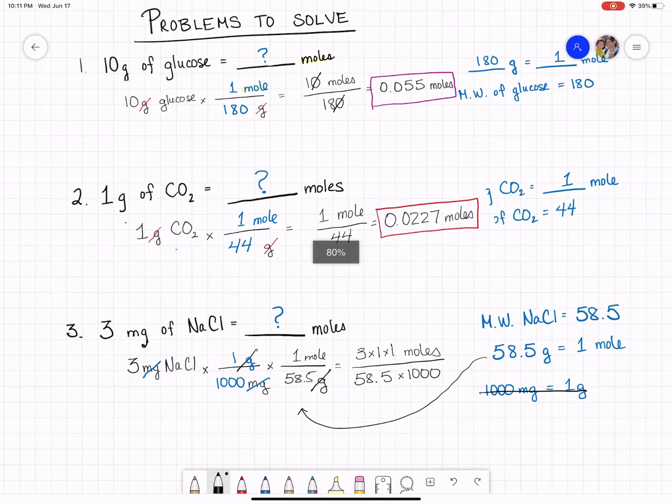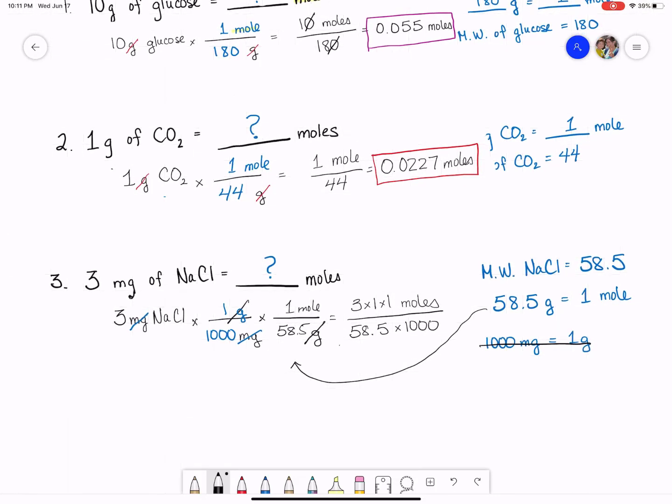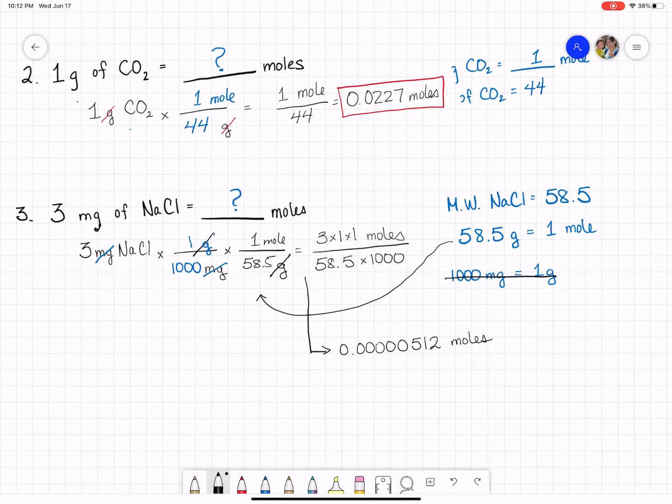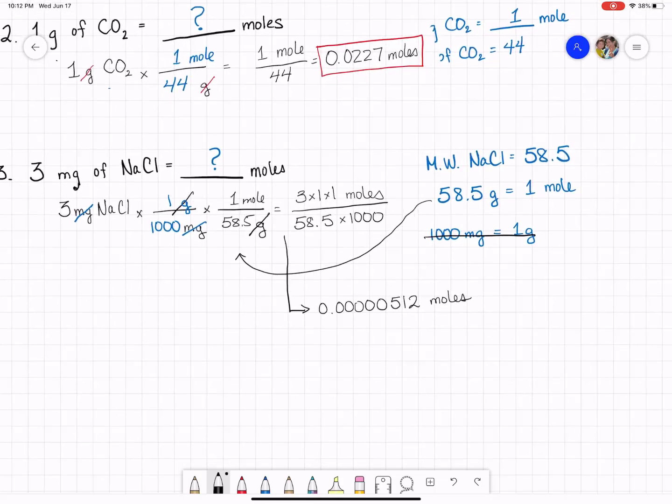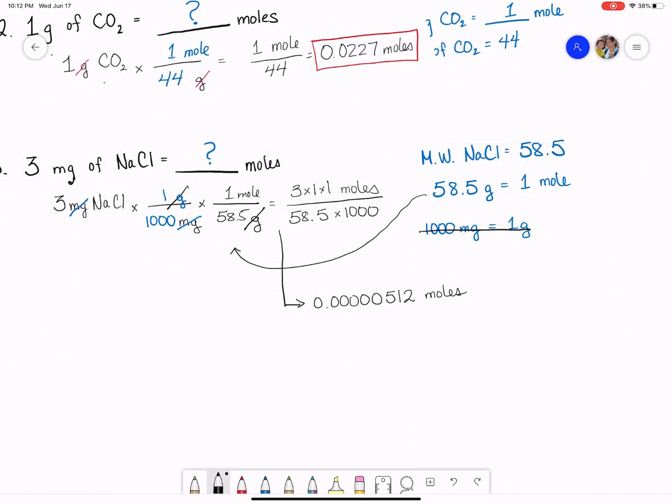Now if you plug this into a calculator, you're going to get this really small number, like 0.0000512 moles. It's very common in physiology to have numbers that small. And so once again, we can change our perspective in order to make the numbers a little bit more manageable and meaningful. So often we will not express something in moles, but rather millimoles. Remember, milli just means 1/1000th.